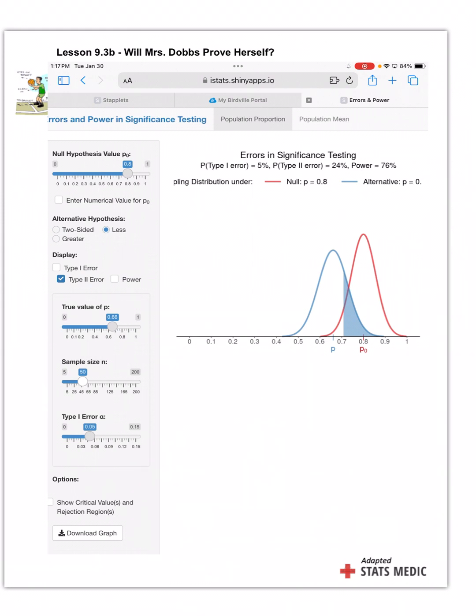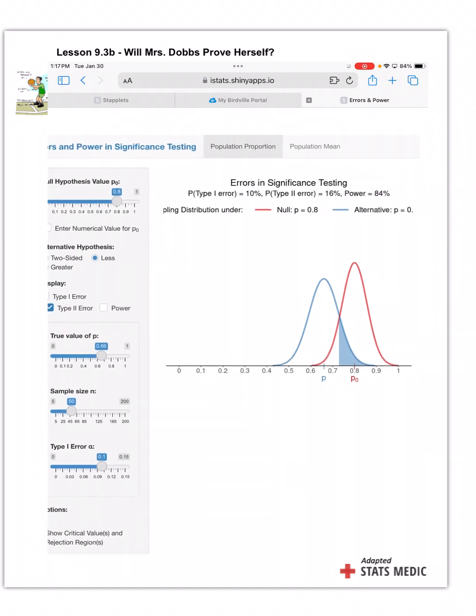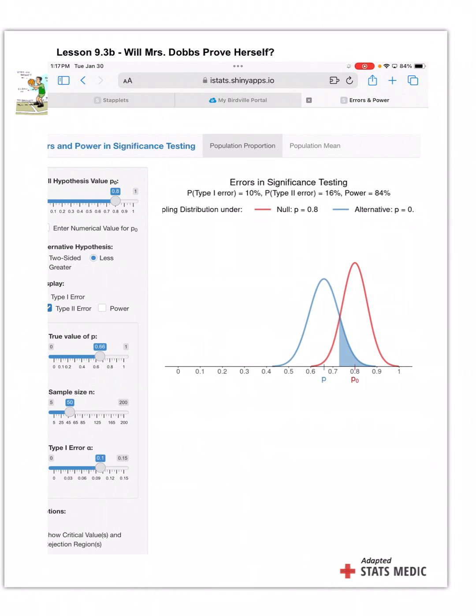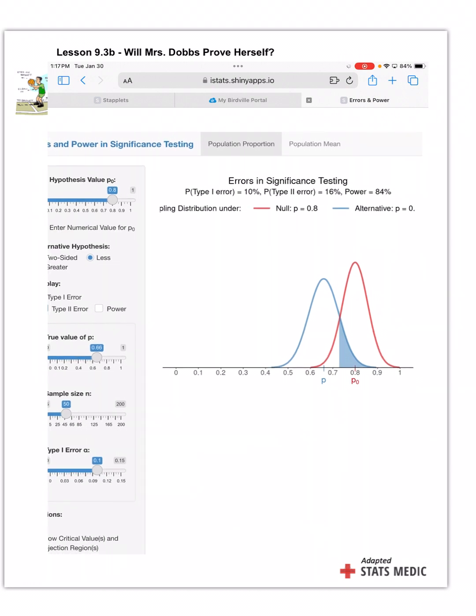Okay? So let's play with it. Let's say I jump it up to 10%. There it is. What happened to my power? Can you see it? Went up to 84. There's a stronger possibility for me to reject the null. That's what's happening here. Power in words is the probability of correctly rejecting the null.